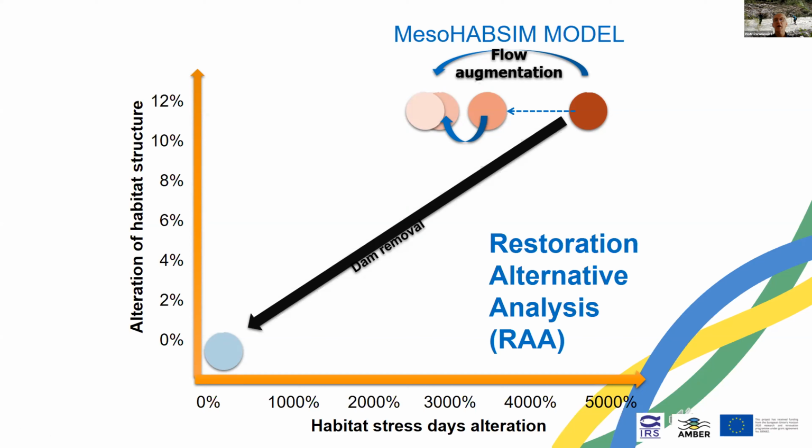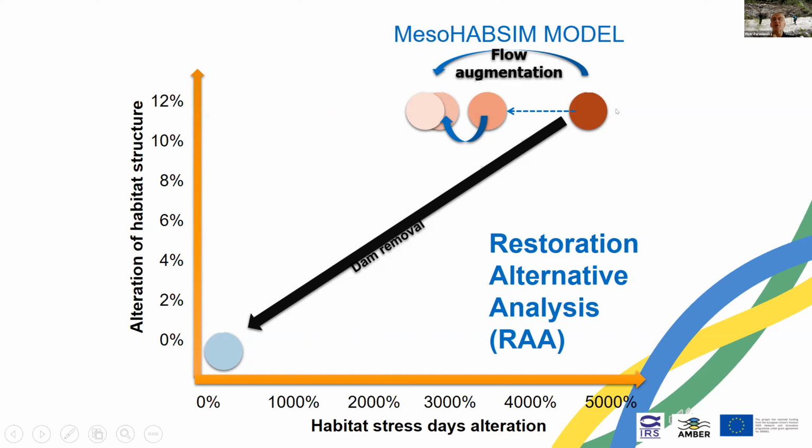So how much does it differ? And also habitat stress days. So for how long the habitat deficits occur and how much more frequent it is than it would be in a natural situation. What you see here on the x-axis is, for example, this 1000% means that at this point you would have 100 times more stress days than if you had natural conditions. And the dot here at the bottom shows you how much habitat would be available and what would be the alteration of the structure and the stress days.